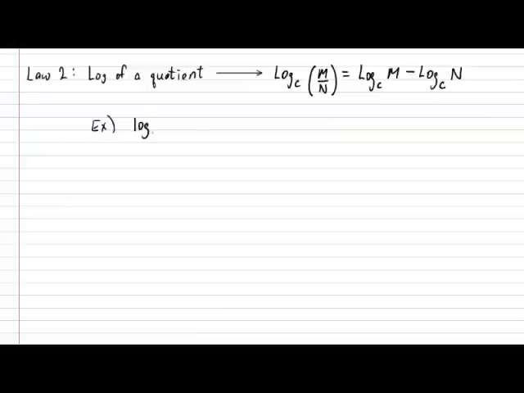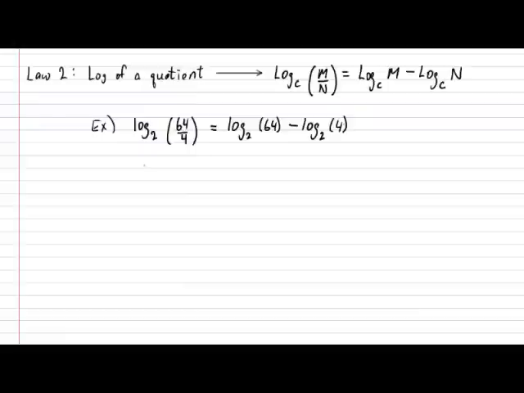Log base 2 of the quotient 64 over 4. The law states that this is equivalent to writing log in base 2 of the first item in the quotient, the 64, subtracted by log in base 2 of the second item in our quotient, the denominator of 4. Now let's prove that the numerical value of both sides will be the same.